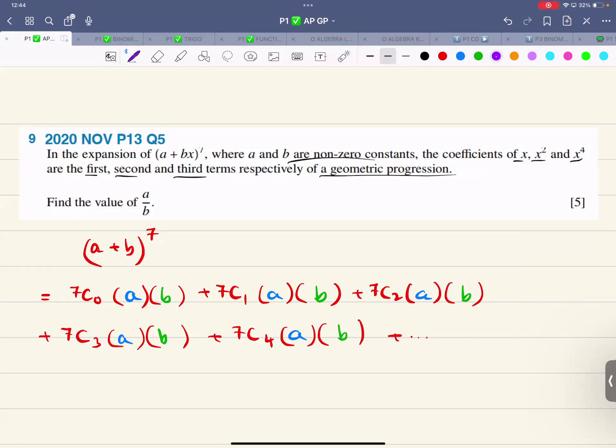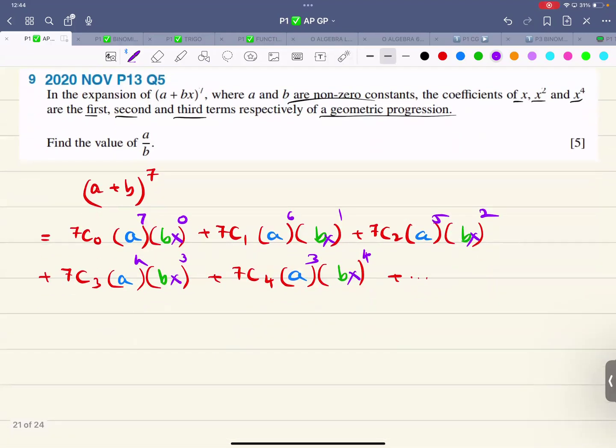And what about the powers? This is 0, this is 1, this is 2, this is 3, this is 4. It's not just B, it's BX. And then the powers of the other would be 7, 6, 5, 4, 3, and so on.